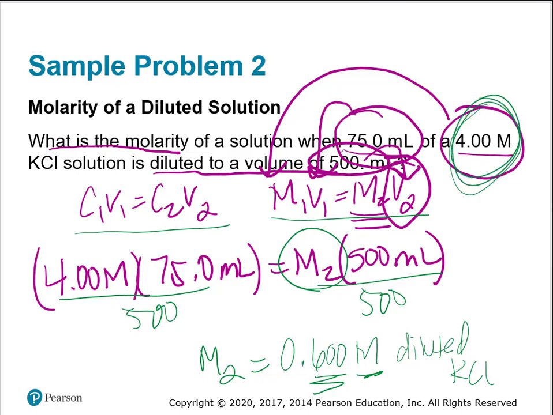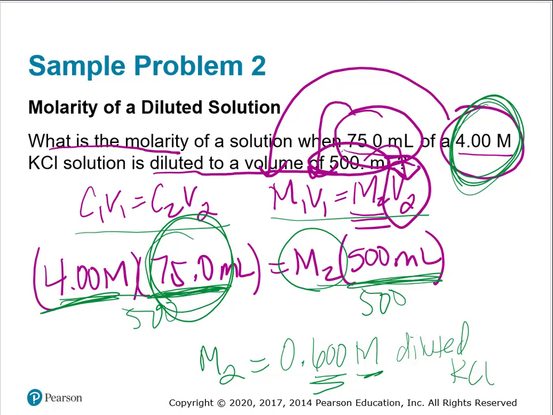We started with 4 molar and we diluted it to 0.6, so that was quite a big dilution. It didn't ask us, but what if I asked you how much water was needed to dilute it? Well, I noticed that my original concentration at 4 molar had a volume of 75 milliliters. So I was at 75 milliliters and I diluted it up to 500 milliliters.